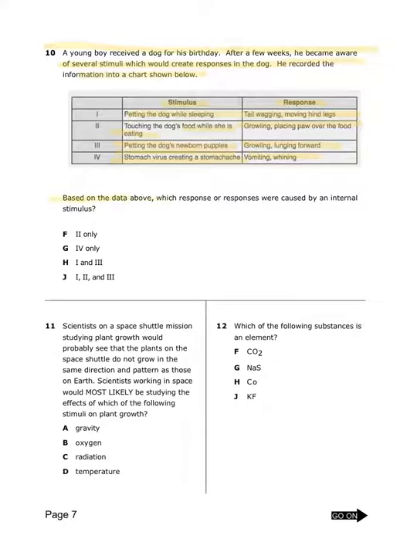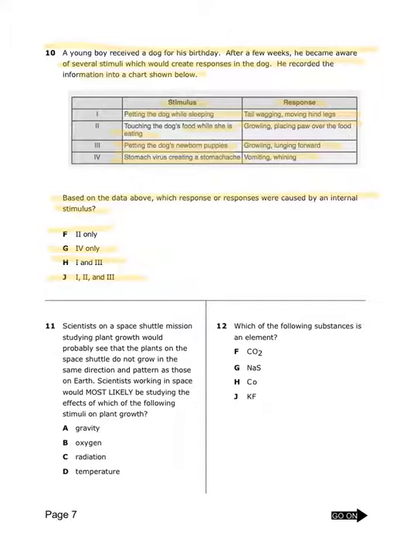Based on the data above, which response or responses were caused by an internal stimulus? F, 2 only. G, 4 only. H, 1 and 3. J, 1, 2, and 3.